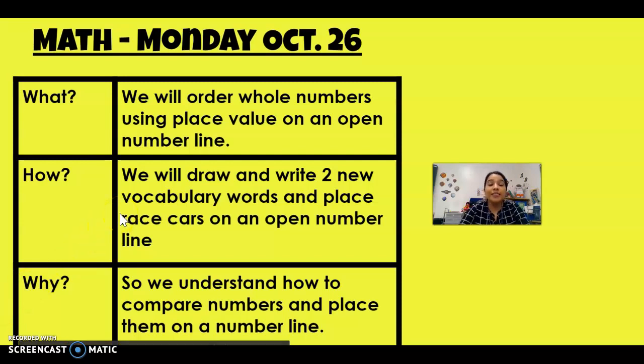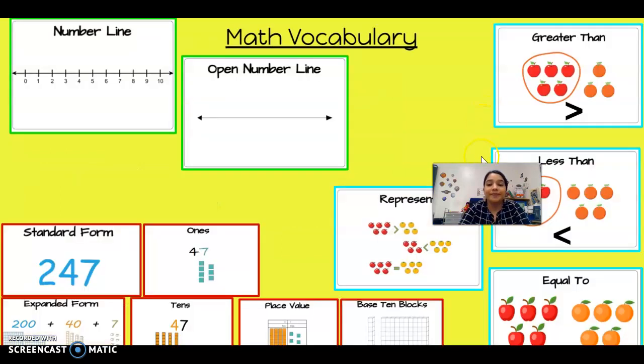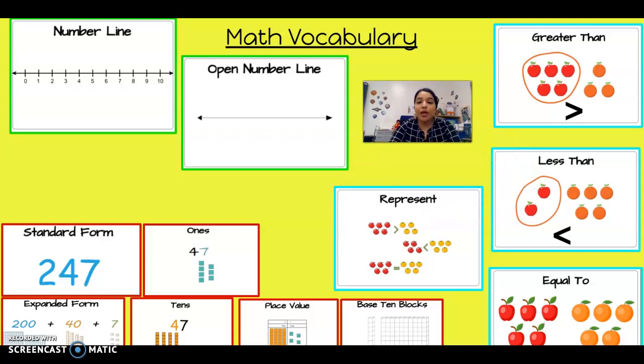Before we start today's lesson, let's review some vocabulary words. The first vocabulary word we're going to review is greater than. Greater than is whenever we want to see what the biggest number is when we're comparing two numbers. So we have 5 apples and 3 oranges. The number of apples is greater than oranges because the number of apples is bigger. And this is the greater than symbol.